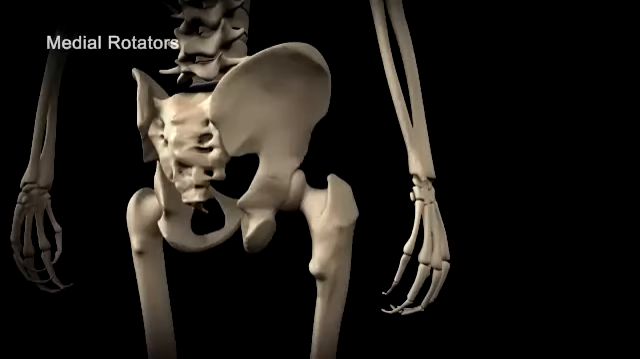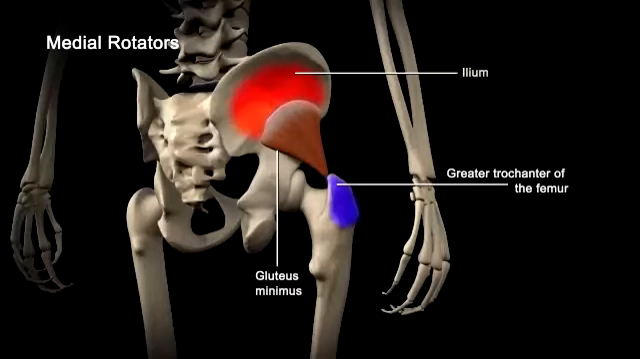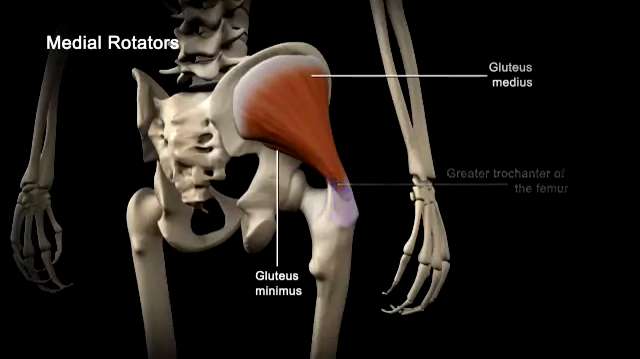There are three muscles that medially rotate the hip. The gluteus minimus and gluteus medius both originate on the ilium and insert on the greater trochanter of the femur. Since both muscles insert on the same site, they essentially perform the same movement.